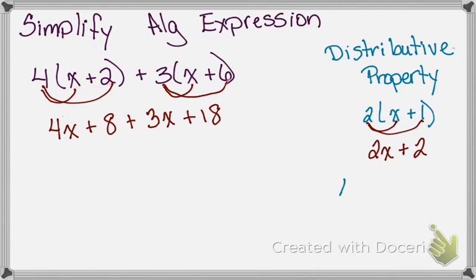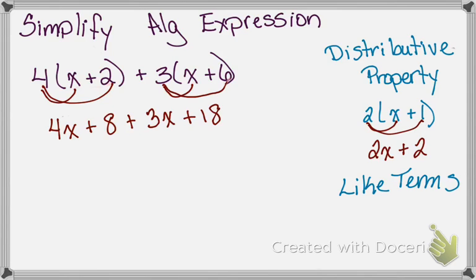Now, we're going to talk about like terms. Before we define like terms, who wants to tell me what like terms I have in this example? Yes, ma'am. 4x and 3x and then 8 and 18. Yes, I've got 2 sets of like terms. 4x and 3x are like terms. 8 and 18 are like terms. That means I can combine them.